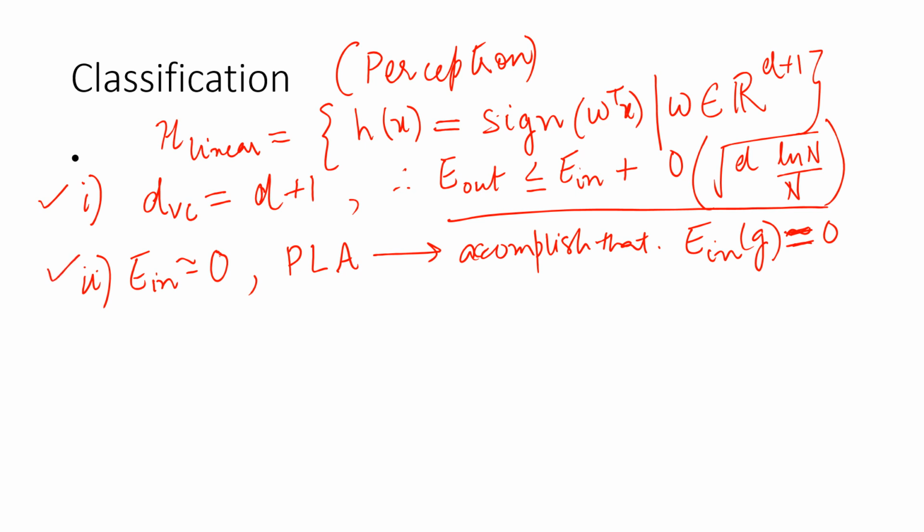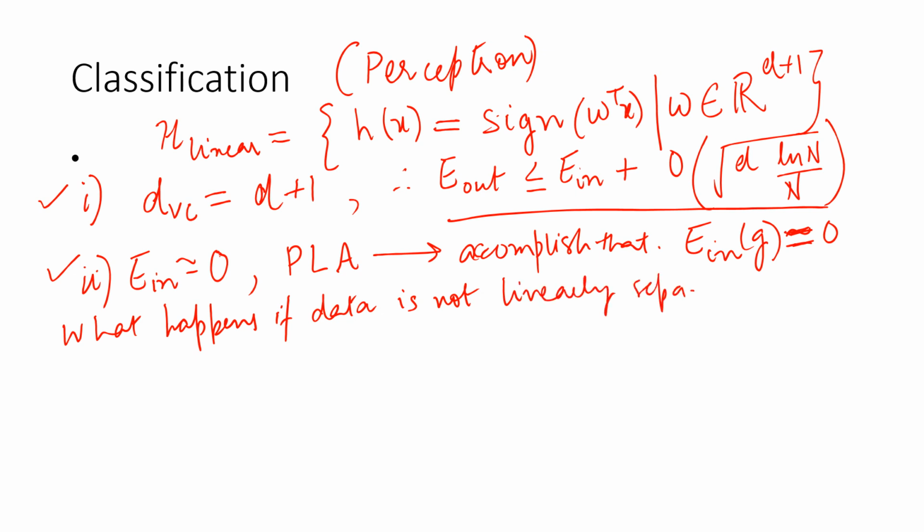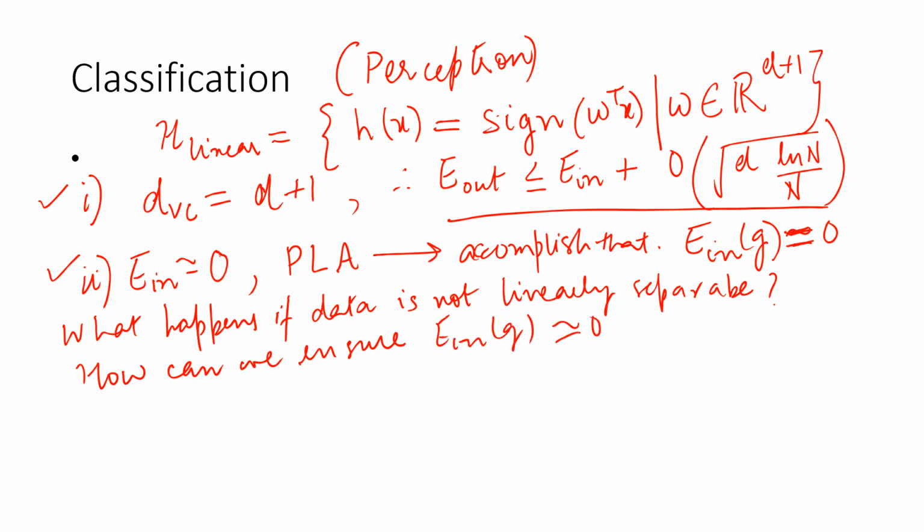Now, what happens if the data is not linearly separable? That's the first question. The second question is, in that situation, how can we ensure the second step of learning, which is E in, for whatever g we come up with, being almost equal to 0, or E in being very small? So how can we accomplish these two things?